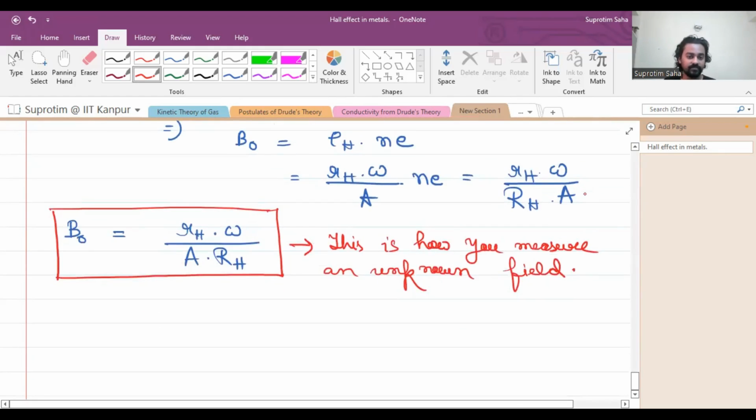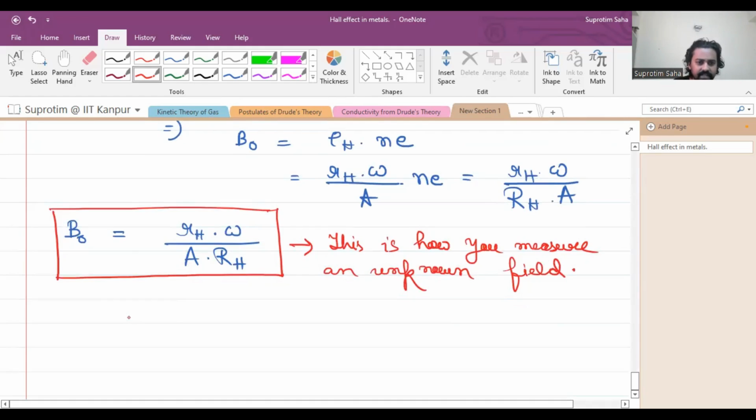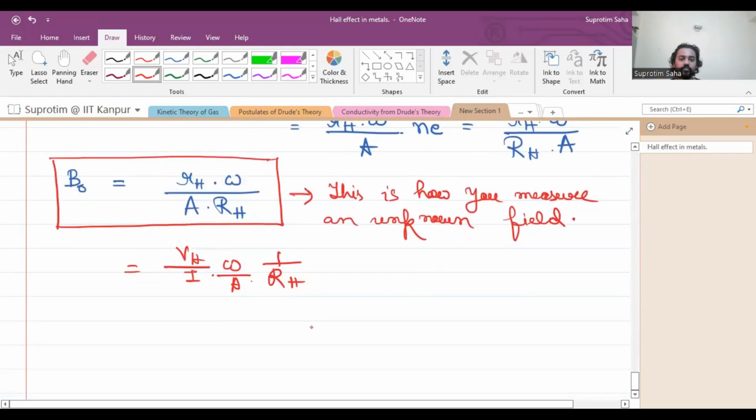So B naught as a function of the Hall coefficient, the cross-sectional area of the sample, the width of the sample, and the Hall resistance. So you get it by that. So you can also automatically write it as V_H over I times W over A times 1 over R_H. Fine. This is all known to you. Some of it you measure, and some of it is known to you.